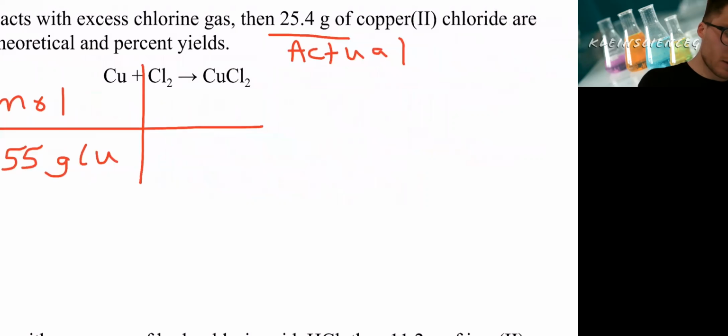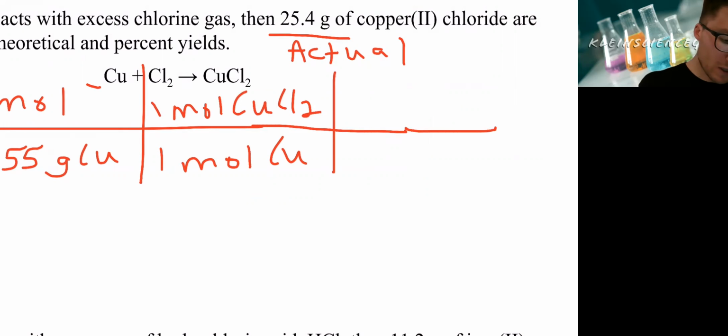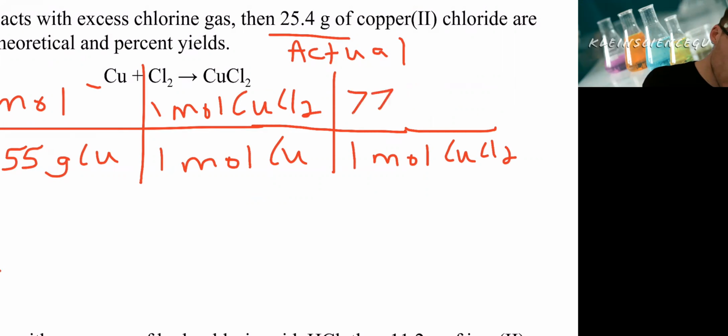Then we're going to take this from moles of copper to moles of copper 2 chloride. There's 1 mole of copper in the balanced chemical equation right here, and then there's 1 mole of copper 2 chloride in the balanced chemical equation. All right, so 1 mole of copper 2 chloride has a mass of 134.45. That's just the molar mass.